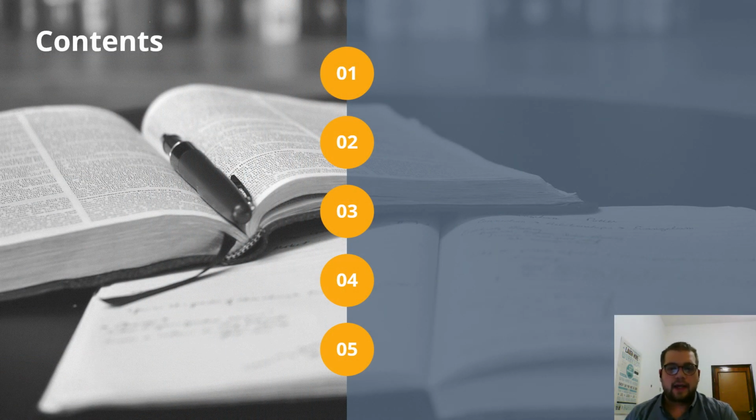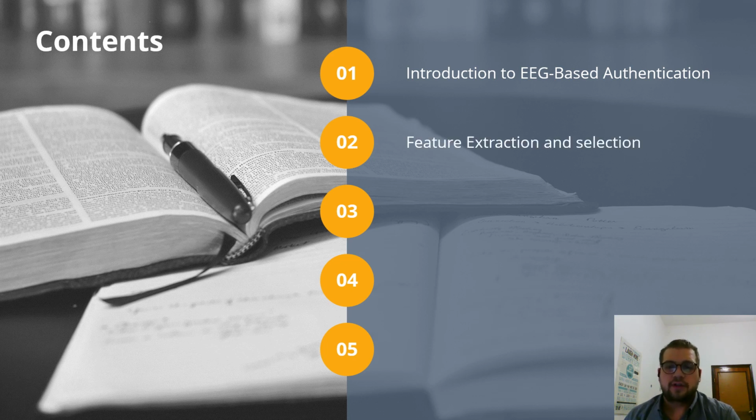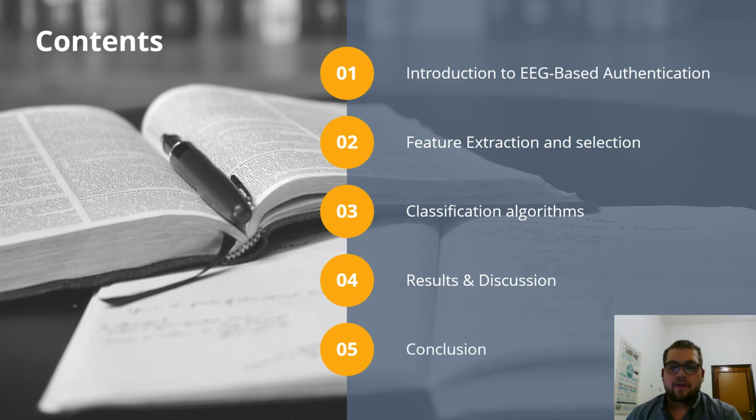We will talk today about several topics. We will start by introducing what EEG-based authentication is. Moving on, we will discuss the feature extraction and selection process of EEG-based authentication, then the classification algorithm that is used to build the EEG-based authentication system. Next, we will discuss the results that were obtained from the previous pipeline. Finally, we will conclude with some messages.